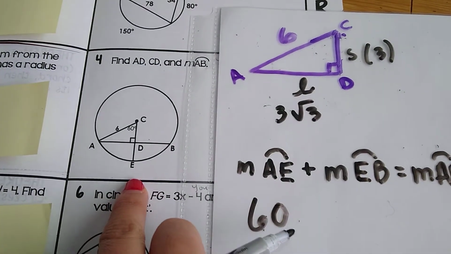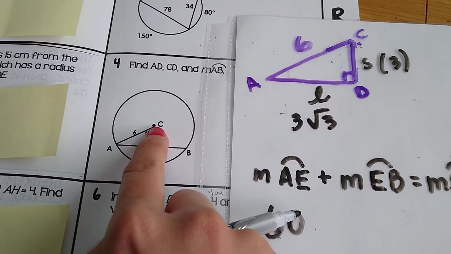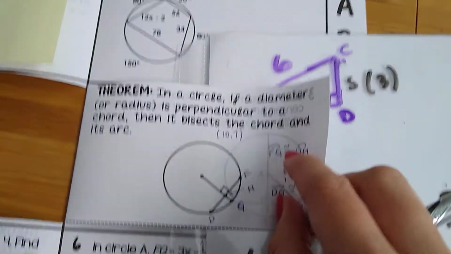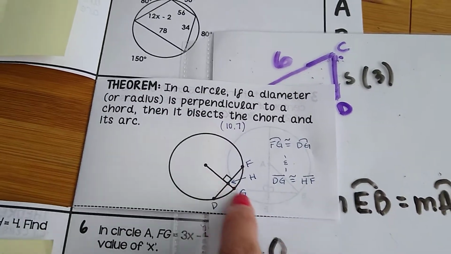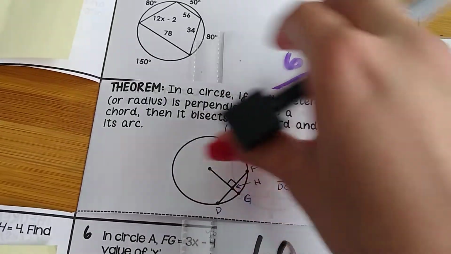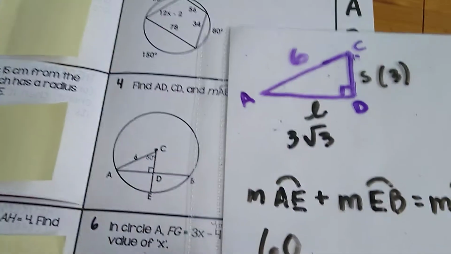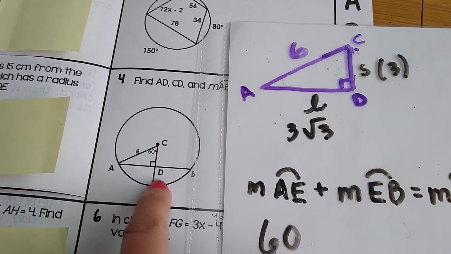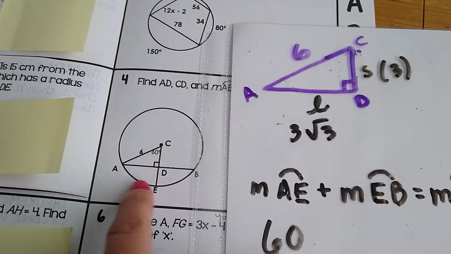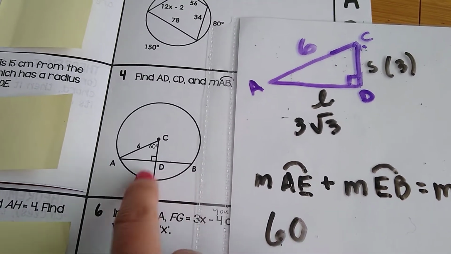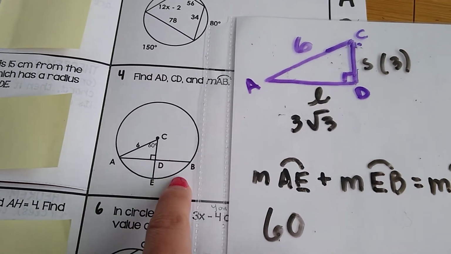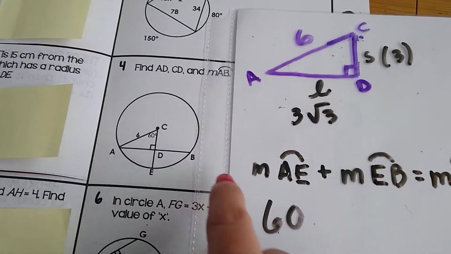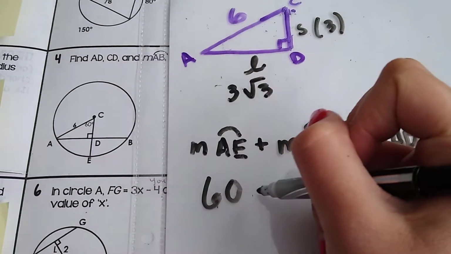And then if you remember from this theorem, it tells us that if a diameter or a radius is perpendicular to its chord, then it bisects the chord and its arc. So because it is perpendicular to this chord, then it's going to bisect this and this, right? It's bisecting this whole thing, and that means this arc is going to be congruent to this arc. So if this is 60, then EB also has to be 60.